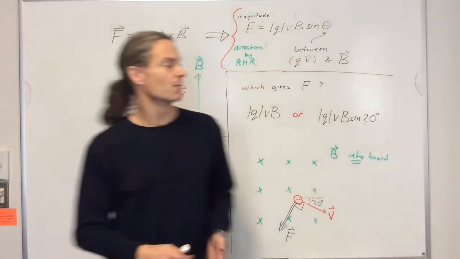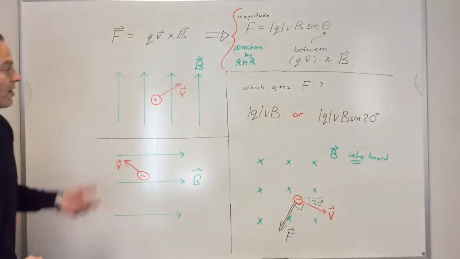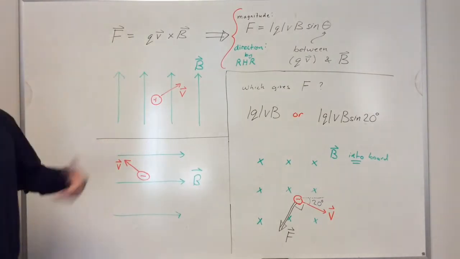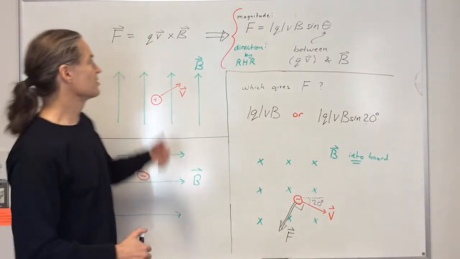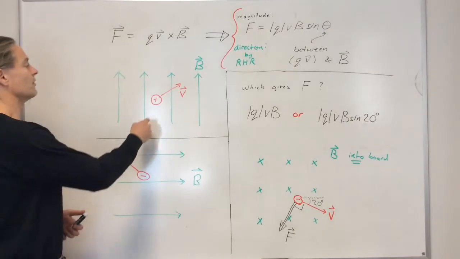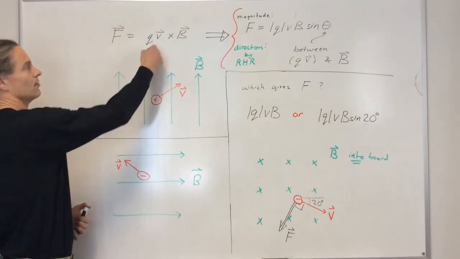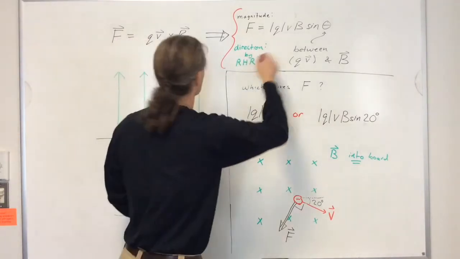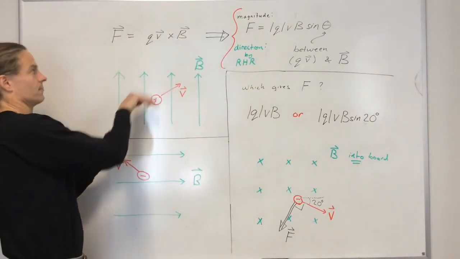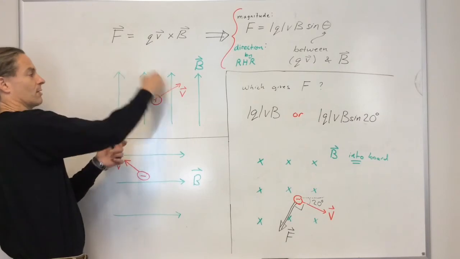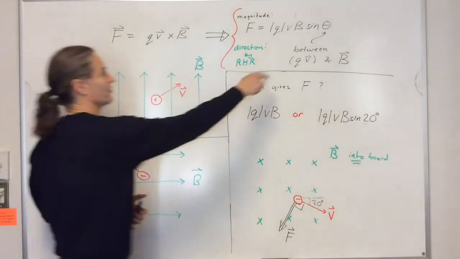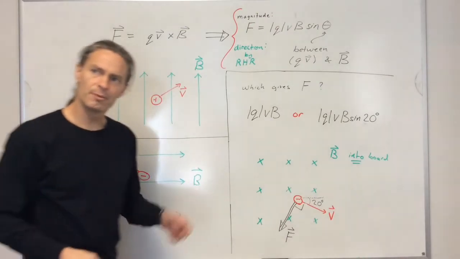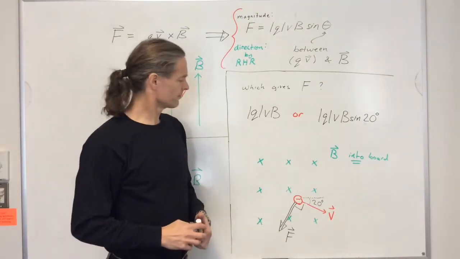You can expect to see something like this on an exam, possibly as a multiple choice question or short answer. All right. Now, to calculate the magnitude, it's just a matter of plugging and chugging. If you know the charge, you know the velocity, you know the magnetic field, and you know the angle between the charge times the velocity and the magnetic field, which you can plug in there, then you can just crunch out the force. But I want to give you a trick question.